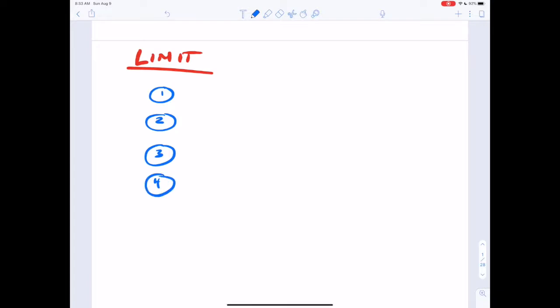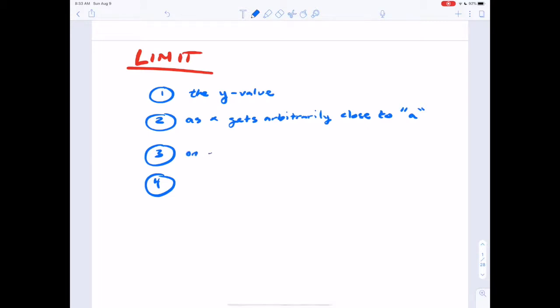A limit is the y value, and make sure you're writing this down, as x gets arbitrarily close to some number a. Third one is on either side of a. Fourth one is but not exactly at a.